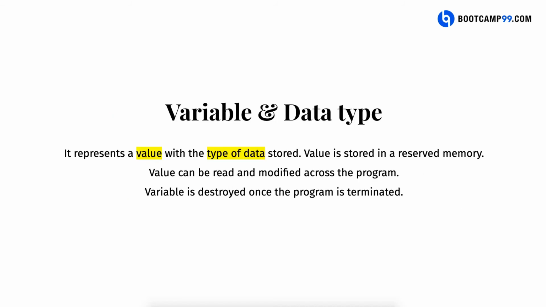Now let's see what is a variable and data type, and we have seen we have declared a variable named age, right? So a variable, it just represents a value.